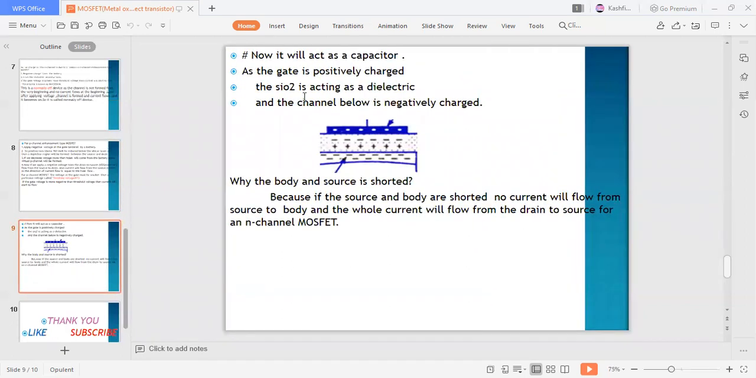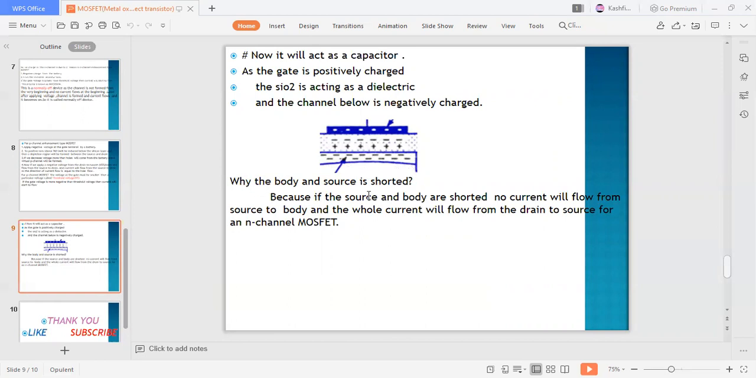Now, this will act as a capacitor because for an n-channel enhancement type MOSFET, the gate is positively charged. After that, there is silicon dioxide that will be acting as a dielectric. And after that, there is a channel below that is negatively charged. So, like a capacitor, here it is positively charged gate, then dielectric silicon dioxide, then negatively charged channel. So it is acting as a capacitor.